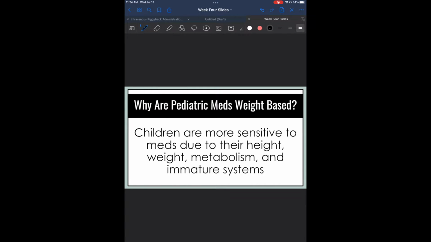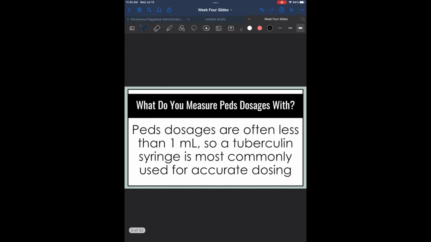Children are more sensitive to the medications that we're giving them because of their height, their weight, and their metabolism works differently from adults. Do remember that all of their systems are still immature and they are still developing. A lot of times these pediatric doses are going to be less than 1 milliliter of a medication, especially for the smaller kids and infants. So you're going to want to use a tuberculin syringe when giving these medications just to get the most accurate dosing as possible.